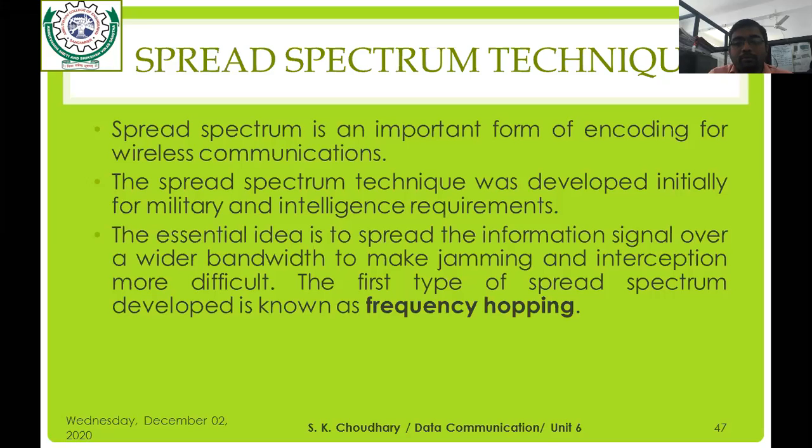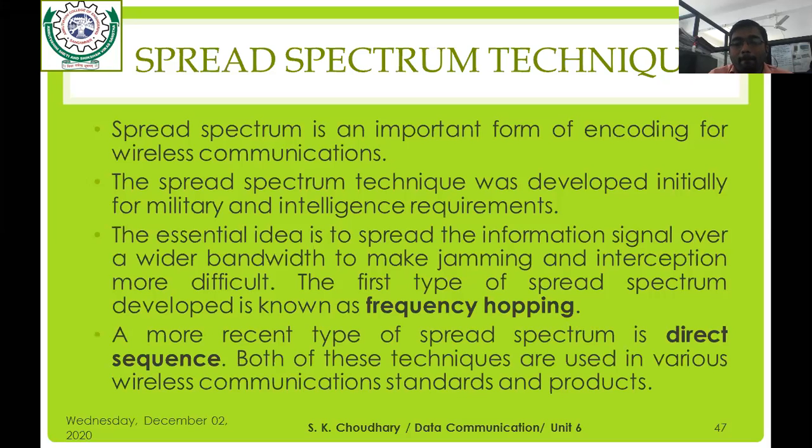The first type of spread spectrum technique developed is known as frequency hopping, and after that a more recent type of spread spectrum has been developed, that is called direct sequence. But both of these techniques are used in various wireless communication standards and products. Frequency hopping and direct sequence, both are very important methods used in wireless communication.